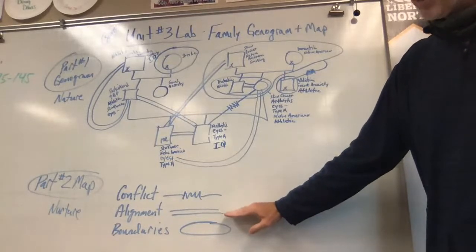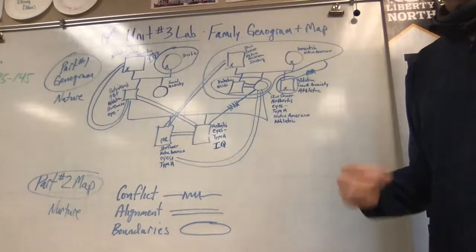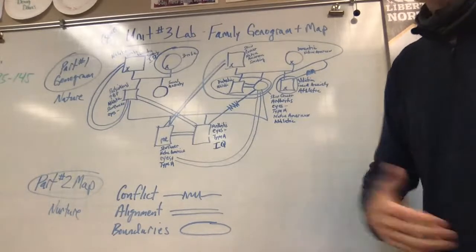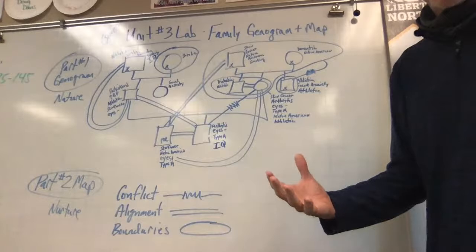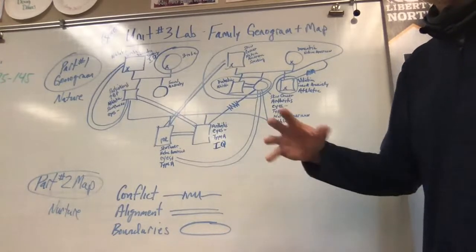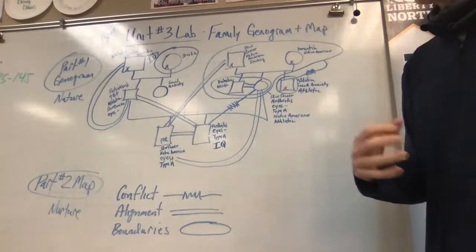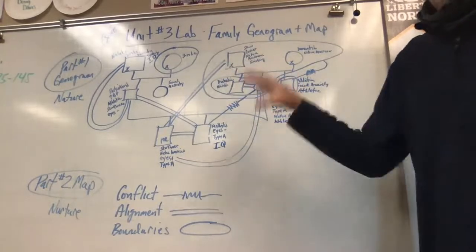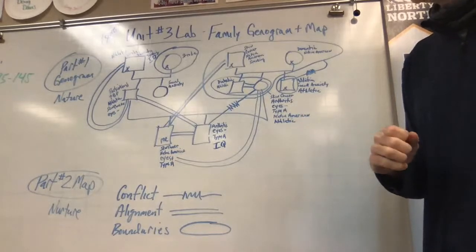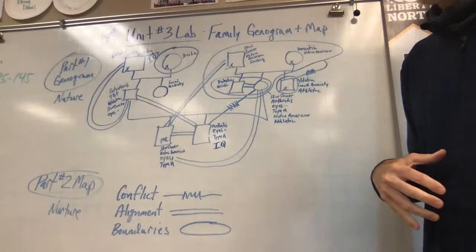Alignment means that there's a bond, a connection, a closeness between 2 or more people. And then there are boundaries, which are natural divisions, or divisions that have been created by the family structure, that separate individuals or groups of people from other people.